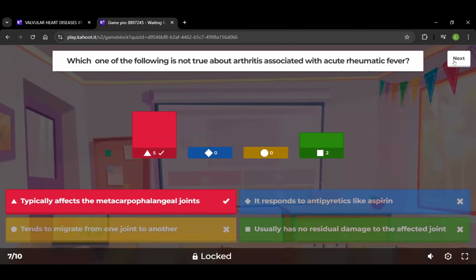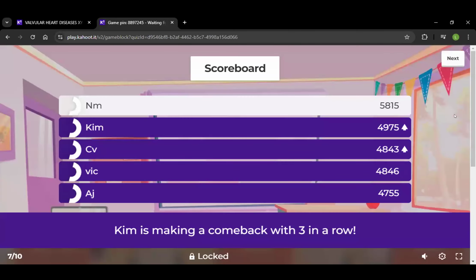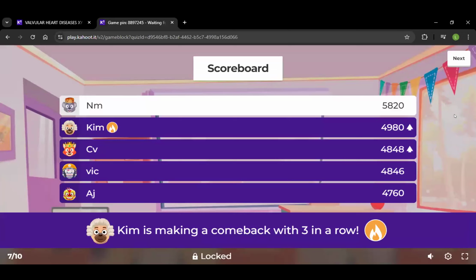Okay, so the scoreboard. We still have NM leading, followed by Kim, who also has a good streak with three right answers in a row, followed by CV.